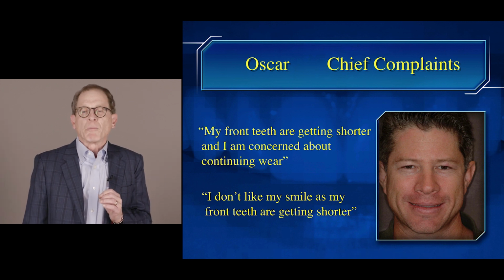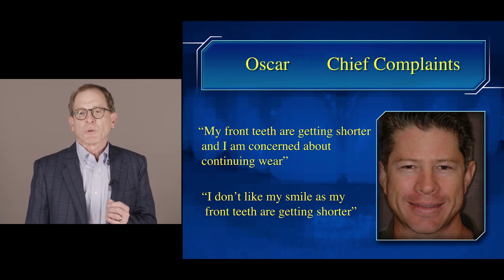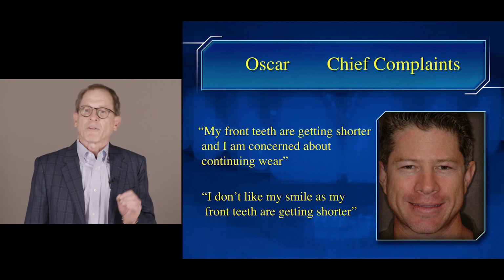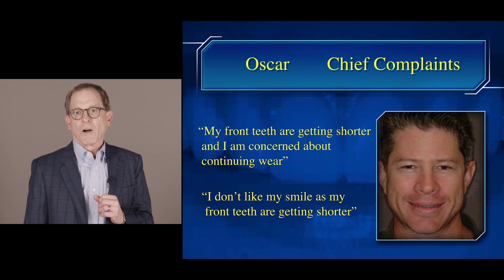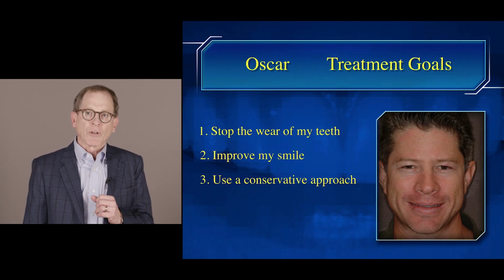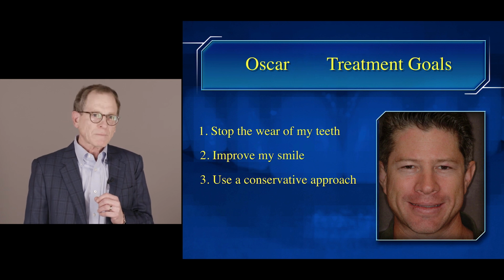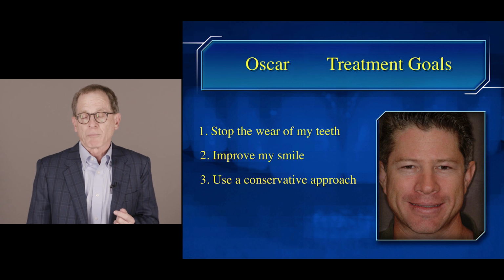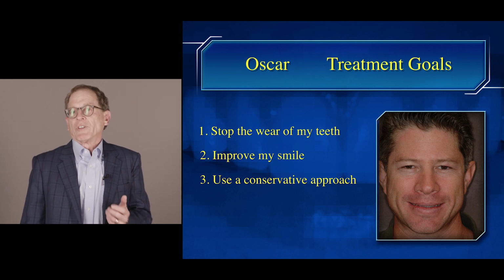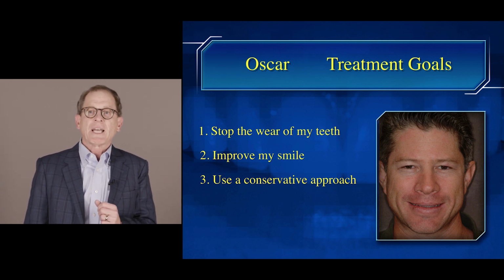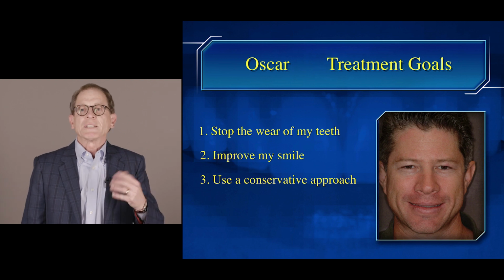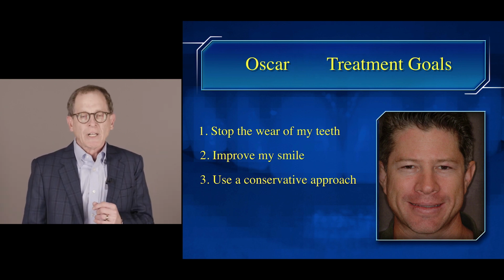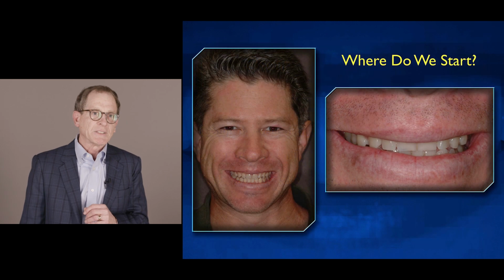His chief complaints were basically that his teeth are getting shorter, and it concerns him both from a health point of view and also from an aesthetic point of view. So these are Oscar's treatment goals. He wants to stop the wear of his teeth, number one. Number two, he wants his smile improved. And number three, he wants to do this in as conservative a manner as he can. He listens to what I say, but he lets me know initially that he doesn't want more than he needs.